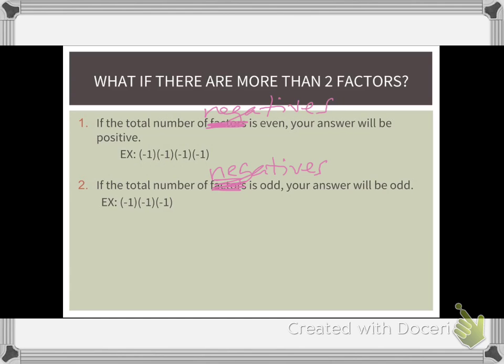Okay, so right here we've got 1, 2, 3, 4 negatives. So our answer would be positive, because remember, if you are multiplying same signs, then it's positive. If the total number of negatives is odd, your answer will be negative. So here, these two are the same, so that's going to make this a positive. And then you have a positive times a negative, which means you're going to have a negative.